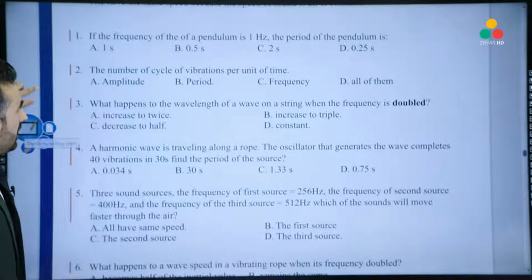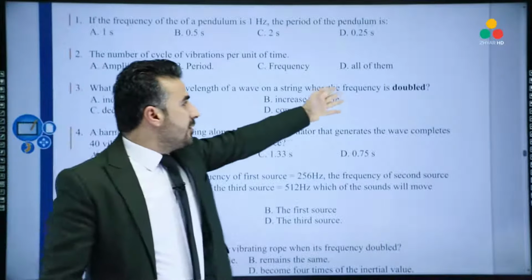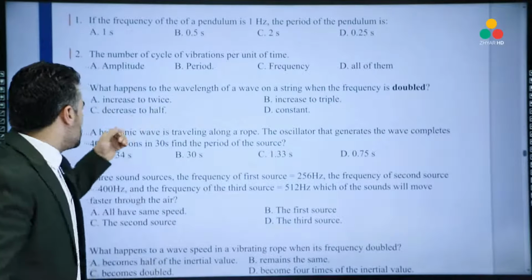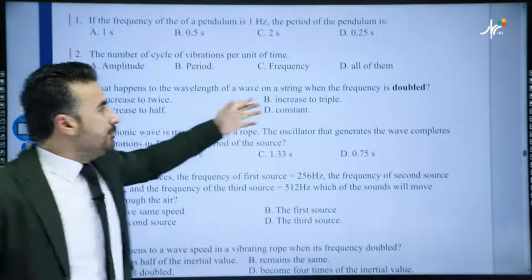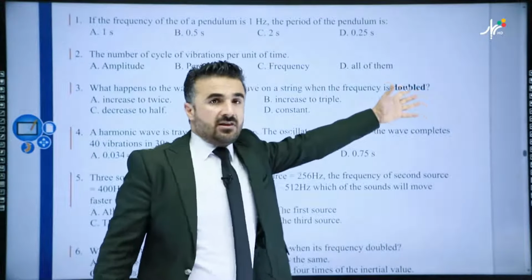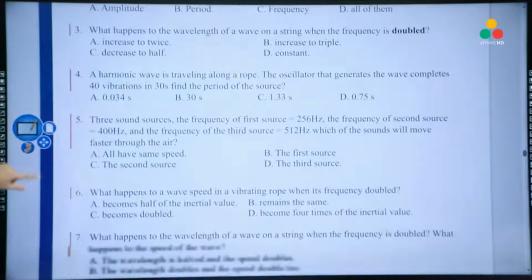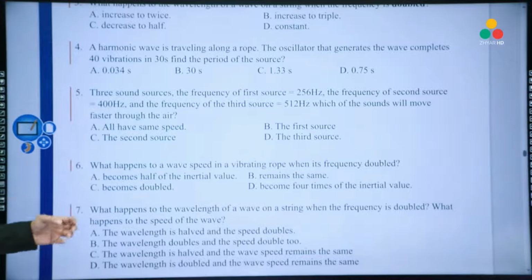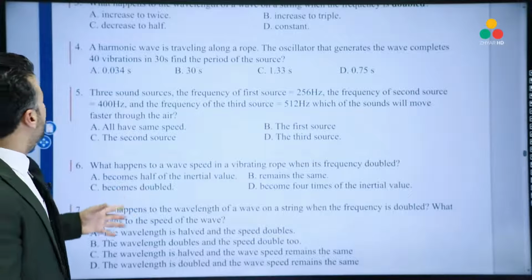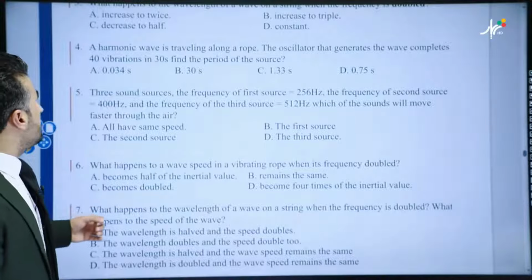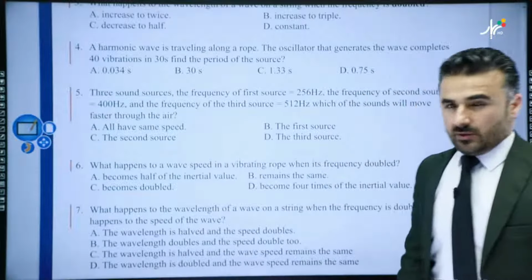Okay, very good. To answer this question, we said it before. If the frequency is doubled, then the wavelength decreases to half. But if the frequency is reduced to half, then the wavelength must double. Okay, now question 4 says a harmonic wave is traveling along a rope. The oscillator that generates that wave completes 40 vibrations in 30 seconds. So how do we find the period?